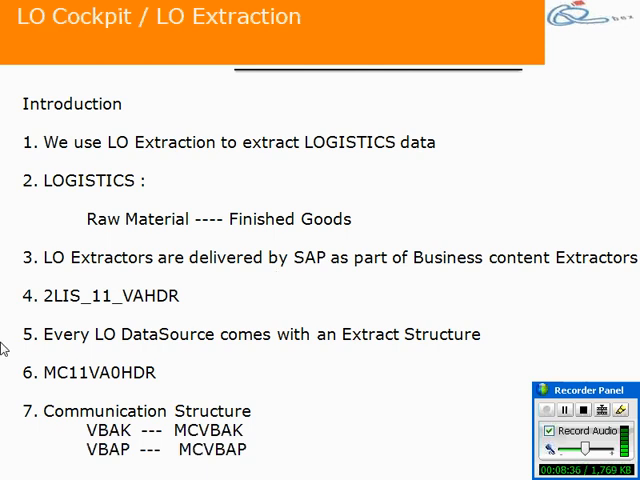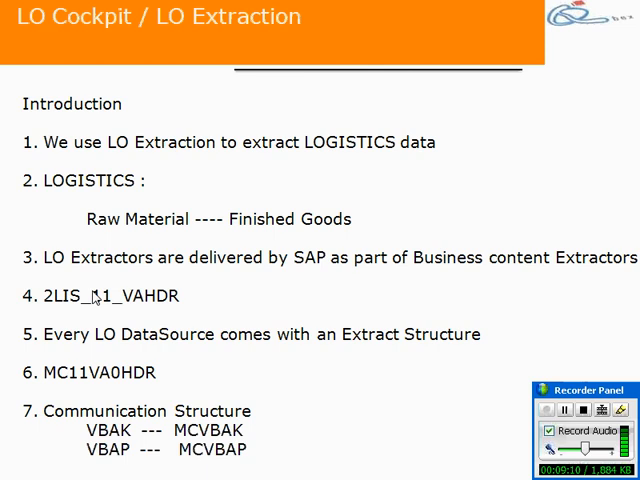Now, normally you find LO data source naming something like this: 2LIS_11_VH. It could be a different number than 11, but every LO data source gets prefixed with 2LIS. There is an exception: even though it is an LO extractor and a business content term, they still don't use 0, they still use 2. So it always gets prefixed with 2LIS, and then the next two numbers, like 11. It can have 11, 02, 03, 12, 13.